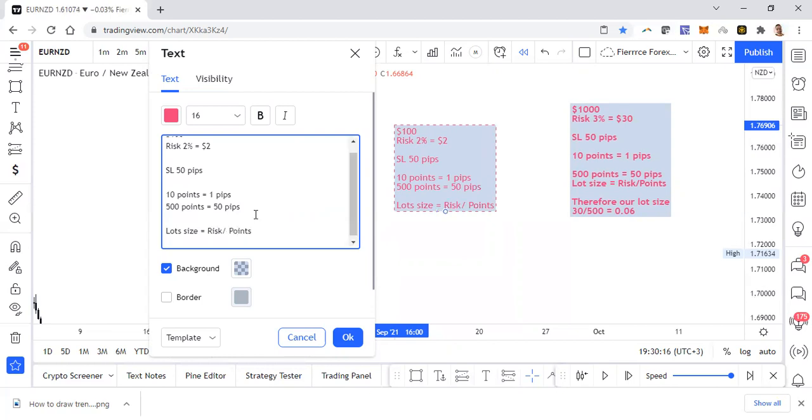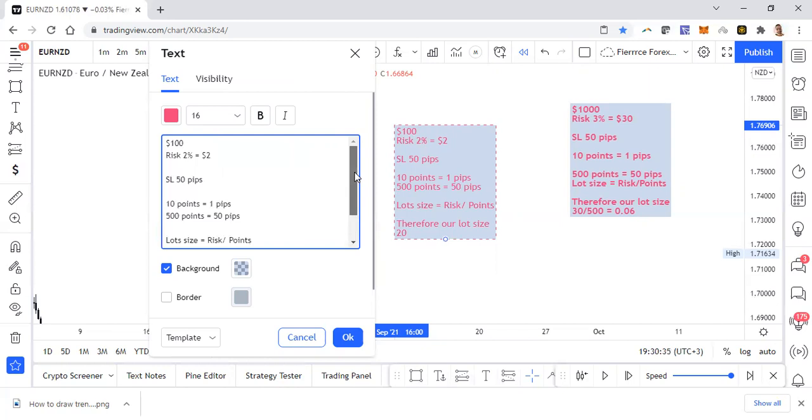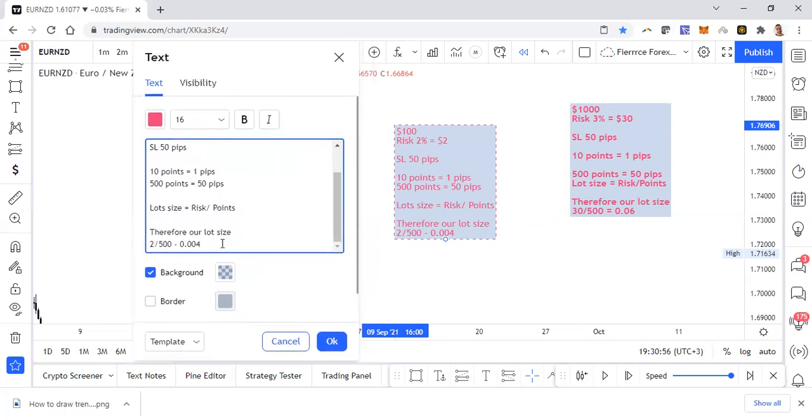So therefore, our correct lot size to use on a $100 account, risking 2% of your account, is going to be 2 divided by 500, which will give you 0.0004. Now, for most brokers, you won't find a cent lot size like this. The minimum lot size will be 0.0001.